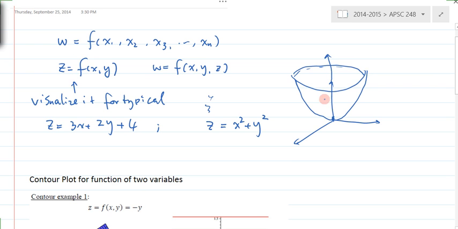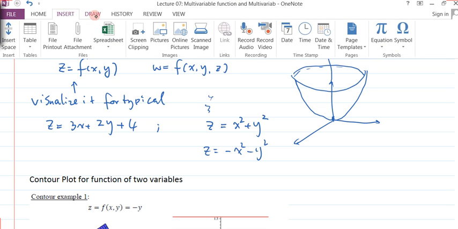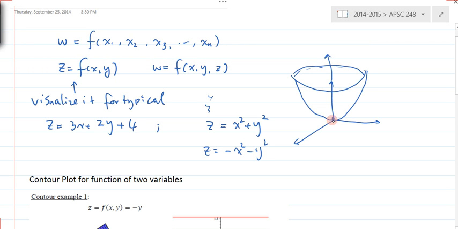Now you will probably see, if this is a negative x squared plus y squared, so basically put a negative sign here, and guess what? It's going to be inverted over here. So this is what I mean, what you would be able to do given this kind of graph here.